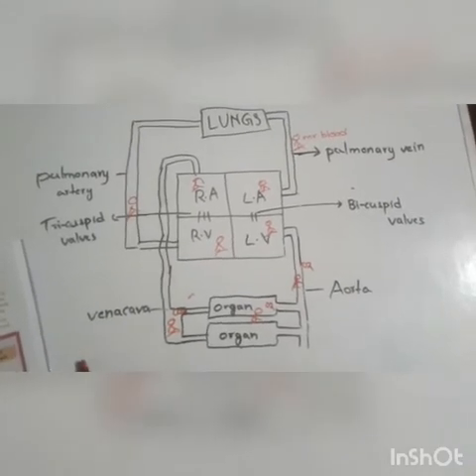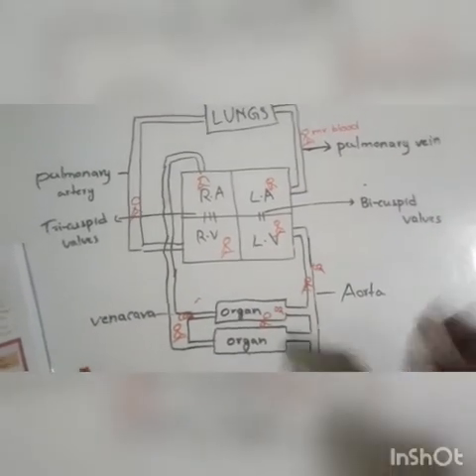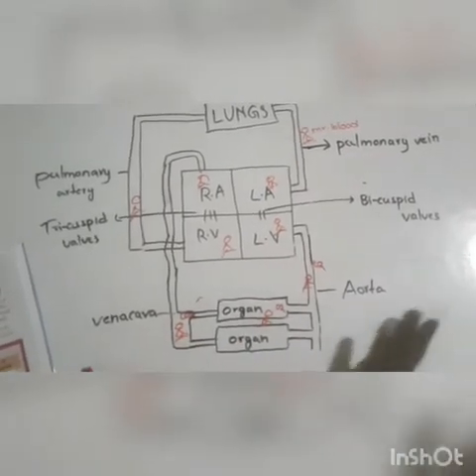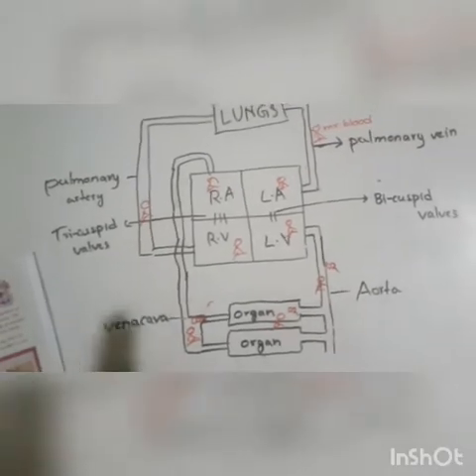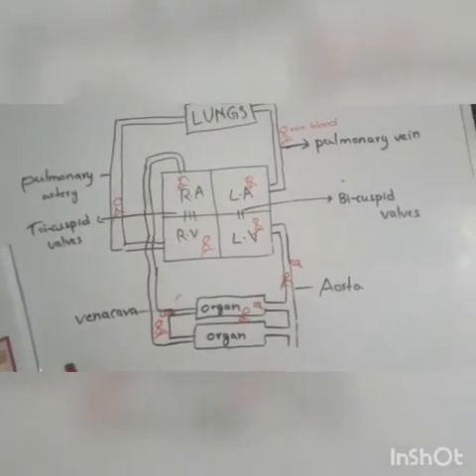circulatory system. And why is it called circulatory? Because we can simply observe a circulation happening in this process, and that is why it is called a double circulatory system.